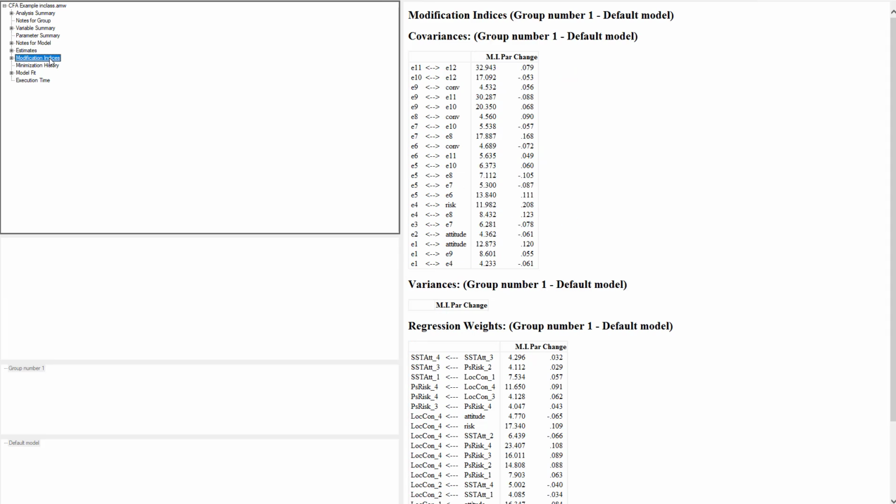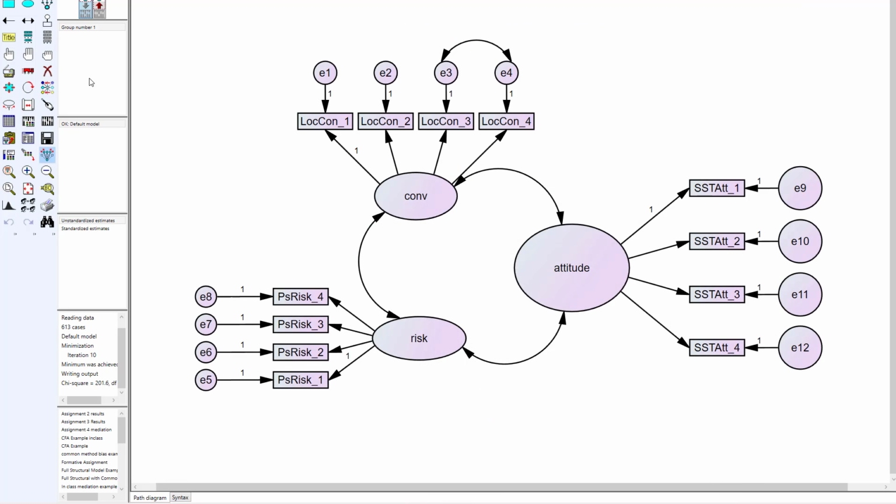So let's go back to modification indices. With E11 and E12, we still have a modification index of 32. That's really large. It looks like E11 has some overlap with E9 too, but no huge ones like that 118. But let's go back and look at E11 and E12. So this is saying that within the construct of SST attitudes, E11 and E12 have a pretty strong modification index, that their error terms are very correlated to one another.